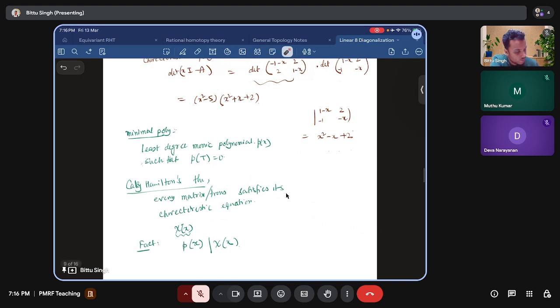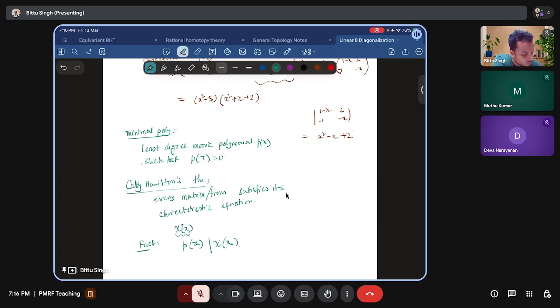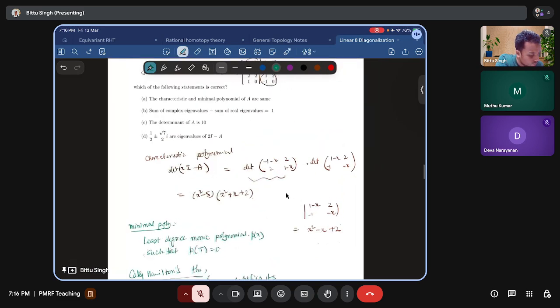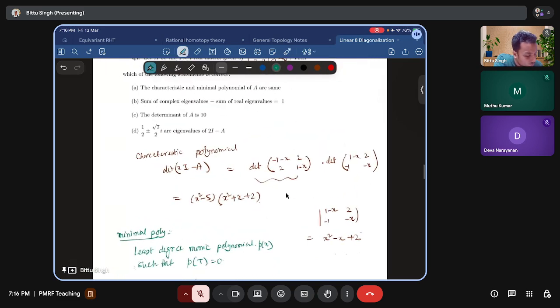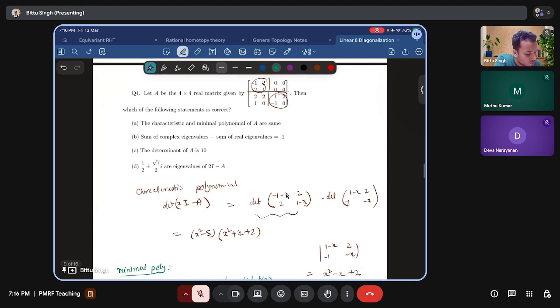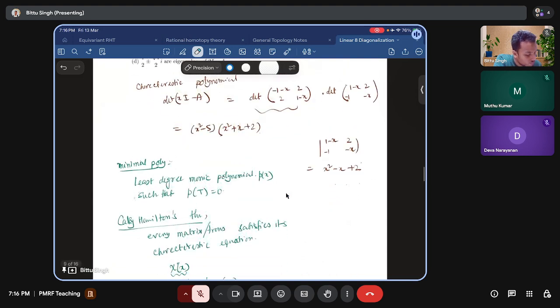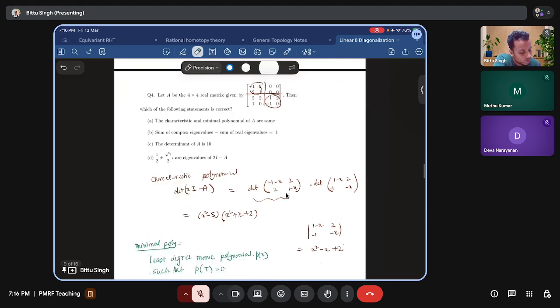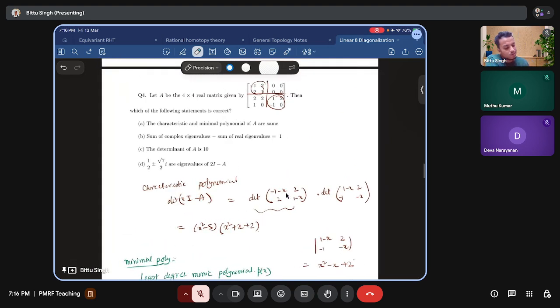Okay, so remember this important fact, which we may need for this kind of problem. The minimal polynomial always divides the characteristic polynomial. The minimal polynomial is the least degree polynomial such that, if we apply it to T, it gives the zero matrix or zero transformation. So in this case we need to check if the characteristic polynomial is the same as the minimal polynomial.